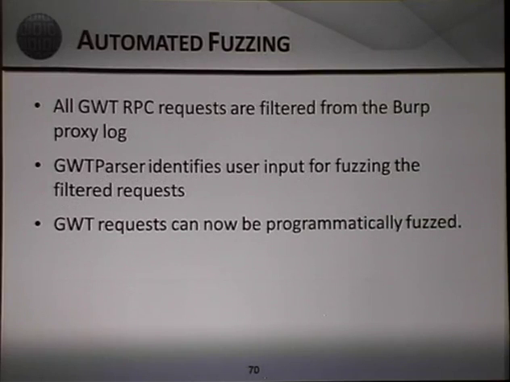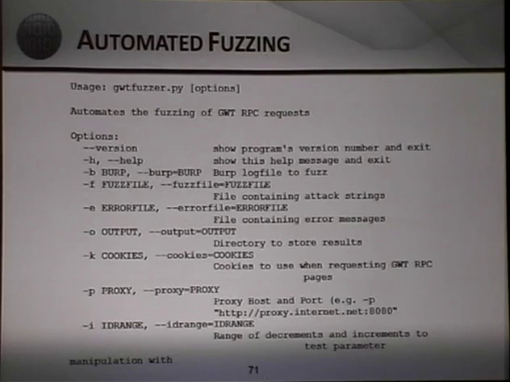Use the Burp API to filter out all the GWT RPC requests from the Burp log. Use the GWT parser on every single RPC string that's passed, and then you can actually start programmatically fuzzing each thing. So I wrote a quick fuzzer, just a proof of concept kind of thing. And by proof of concept, it's not a crazy tool.